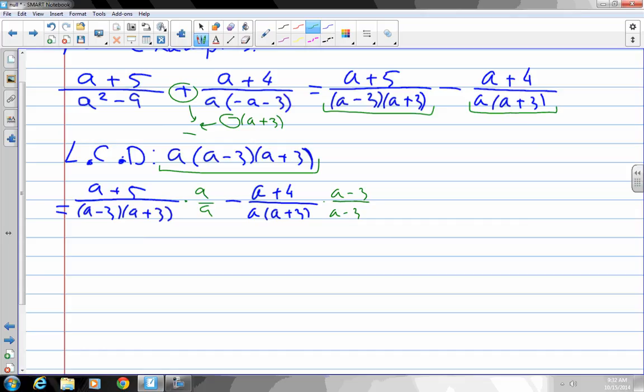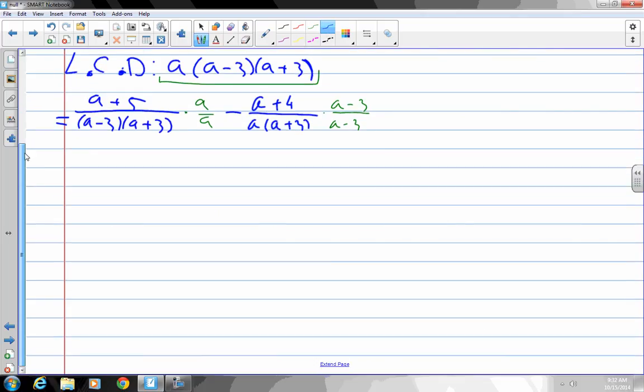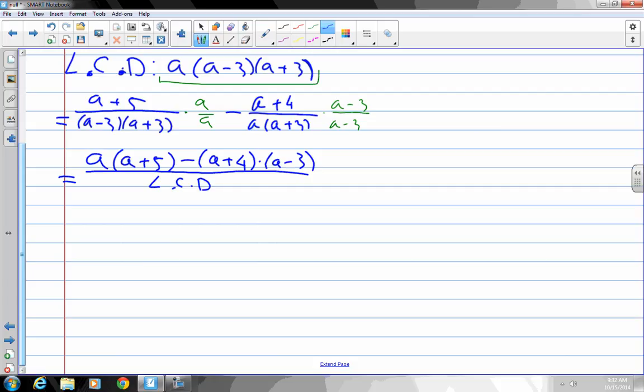Now, when we got that denominator to equal between these two expressions, it almost doesn't matter what it is. I'm not even going to look at the denominator at the very end of this problem when I'm trying to reduce it. So that's the only time where I'm actually going to pay attention to what my denominator is. So I'm just going to focus on my numerator. So what's my numerator? It is a times a plus 5 minus a plus 4 times a minus 3 divided by whatever the denominator is. So I'm just lazy. I'm just going to write LCD. Because I don't care what it is at this point. My job is now to simplify the numerator. So denominator doesn't even matter.